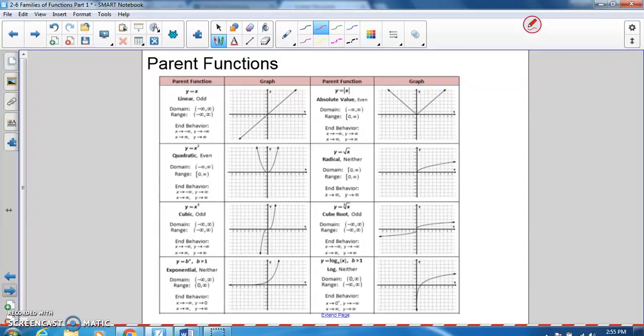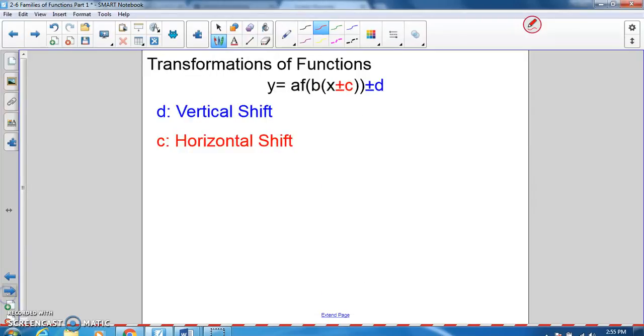This is just a look at some of the parent functions we'll be working with this year. You don't have to copy these down. I'm going to give you a copy of this in class. This is our overall equation for transformations of functions. A, B, C, and D are going to transform or change our original function in different ways. Today we're going to focus on C and D. D is a vertical shift and C is a horizontal shift.